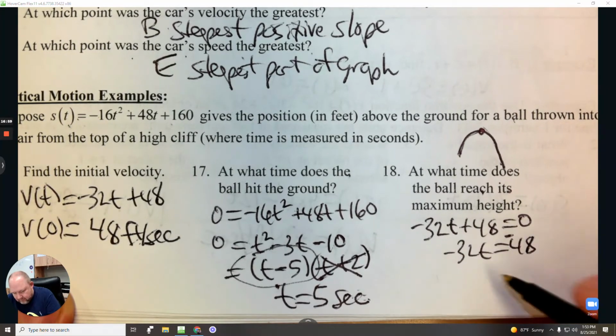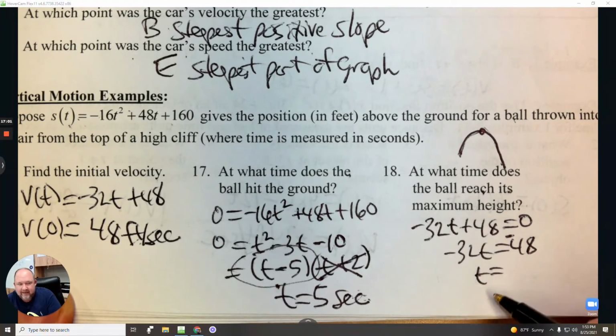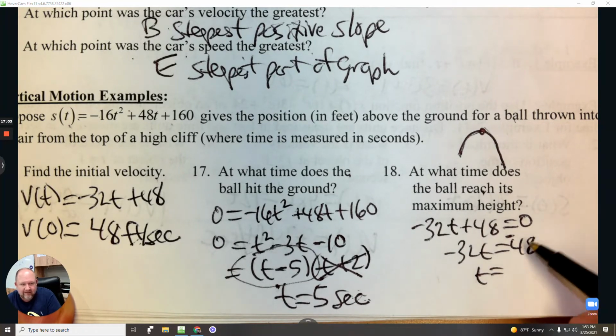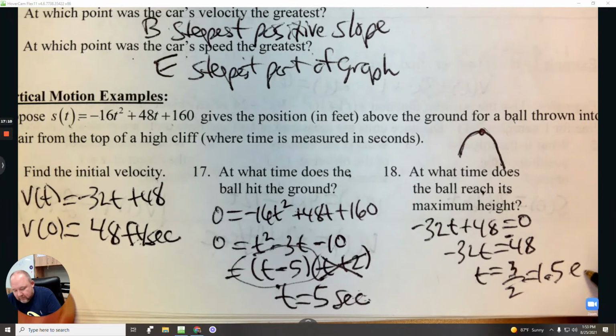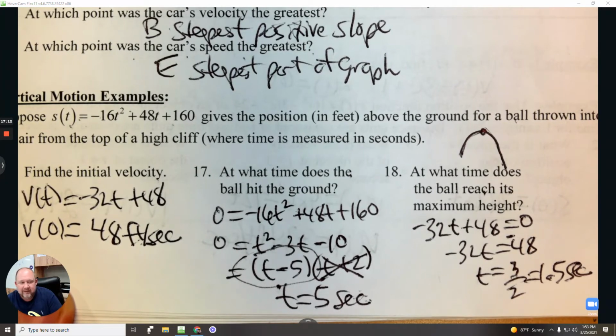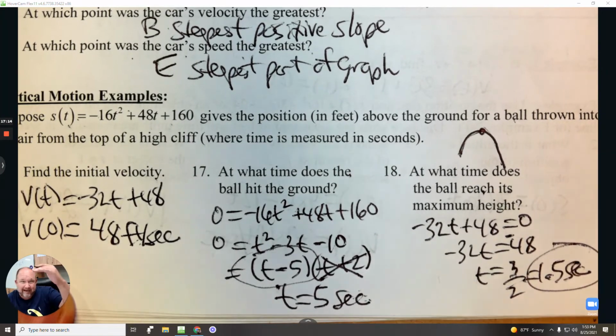Oops, that's negative 48. When you divide it, it's a fraction. 48 divided by 32. 16 goes into both evenly, so that's 1.5 seconds. So at 1.5 seconds, the ball reaches its maximum height, it changes direction, and then comes down.